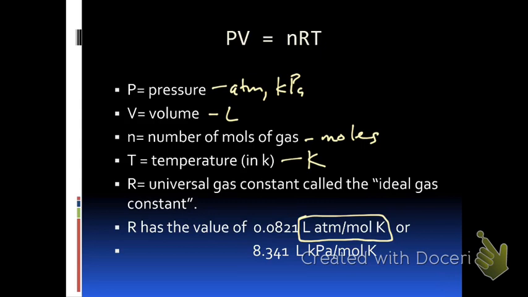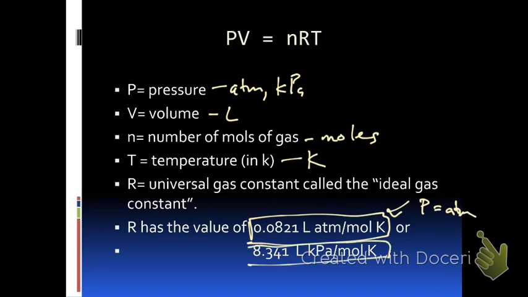And then the R is a constant, meaning it's a number we give you. It's either 0.0821 or 8.314, depending. And what does it depend on? Well, if you take a look at the units, we'll use this if the pressure is in atmospheres. And then we'll use this one if the pressure is in kilopascals. Okay?